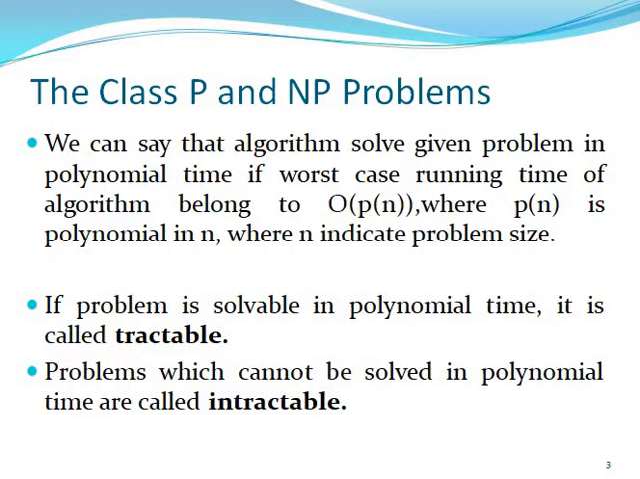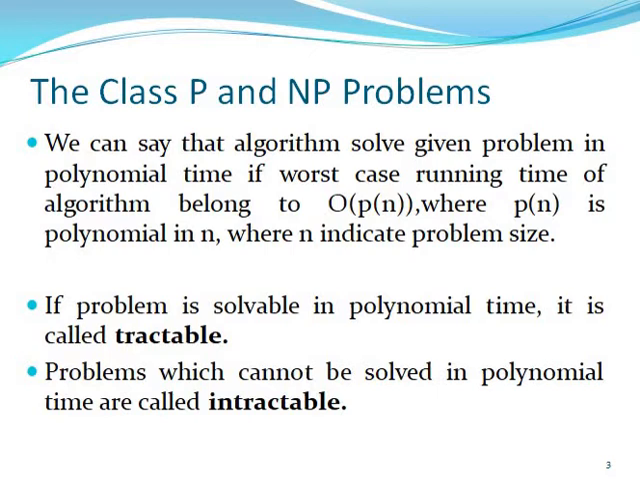If the worst-case running time of the algorithm belongs to big O of p(n), where p(n) is a polynomial and n indicates the problem size. So what are the class P problems? We can say that if the algorithm is solved in polynomial time, it is called a class P problem. Also, the problems whose worst-case running time is polynomial are called class P.